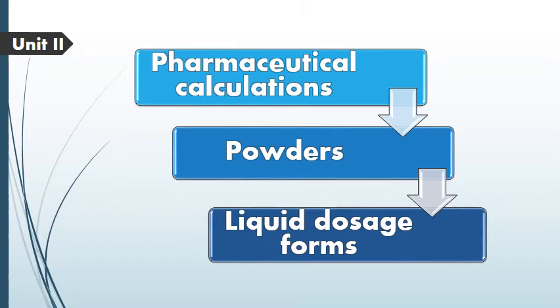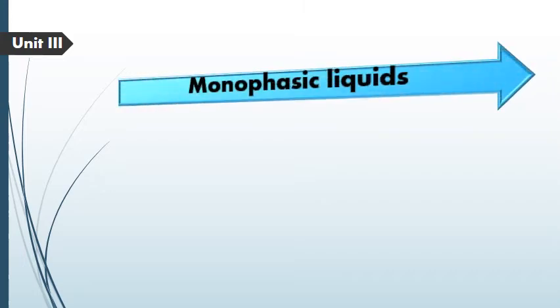So these are the topics which will be covered in liquid dosage form. Unit 3 consists of the classification of liquid dosage form. The first classification of liquid dosage form is monophasic liquids. Monophasic liquids are liquids which consist of only a single phase. Only one phase is present. So we have to study in depth what monophasic liquids are.